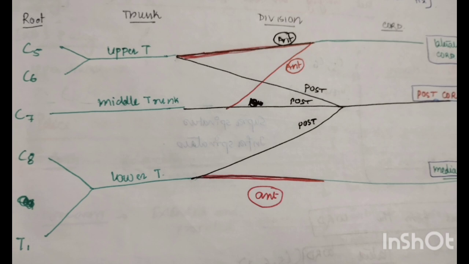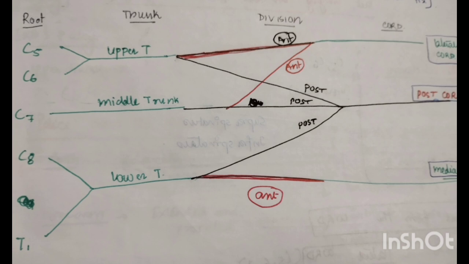So ventral rami of C5 and C6 are fused to form the upper trunk. C7 will continue as middle trunk. C8 and T1 ventral rami will fuse to form the lower trunk. Now each trunk is divided into anterior and posterior division. The anterior division of the upper trunk and the anterior division of the middle trunk will fuse to form the lateral cord. All the posterior divisions will fuse to form the posterior cord, and the anterior division of the lower trunk will form the medial cord.